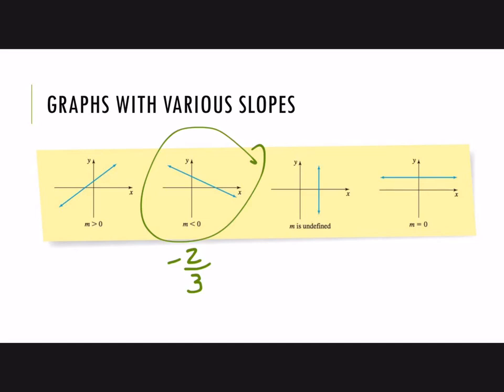Alright, and then two other pictures here. If the line goes straight up and down, picture trying to ski a slope like this. Alright, this would be kind of like an infinite slope. It's so steep that you can't even really work with that or ski on that. So that's an undefined slope. It's too steep to even put a number to how steep it is. Alright, and then a line that's horizontal and flat has a slope of 0.